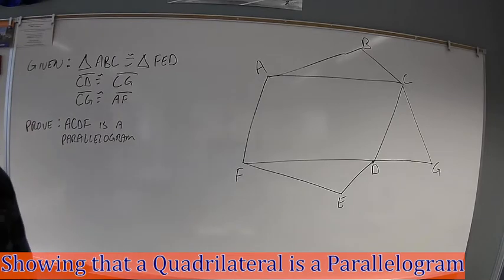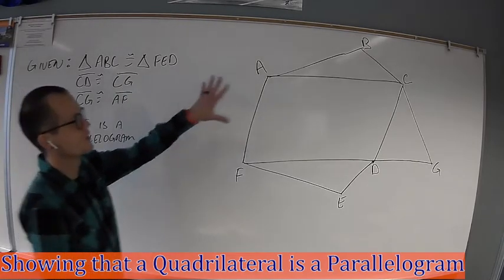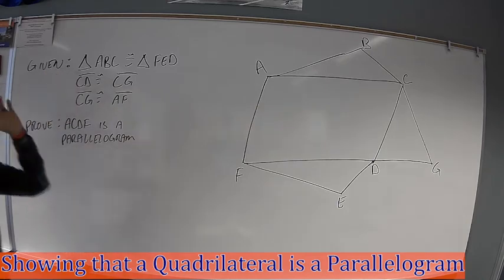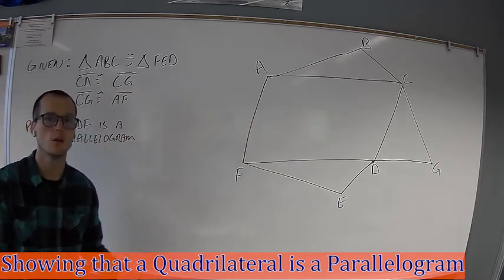Okay, here's the example we're going to work with. It's a little bit of a doozy. It looks kind of complicated, but we're going to work through it. So we have some given information. We have a proof statement. Now, we're not going to do a formal two-column proof. I'm not interested in that.